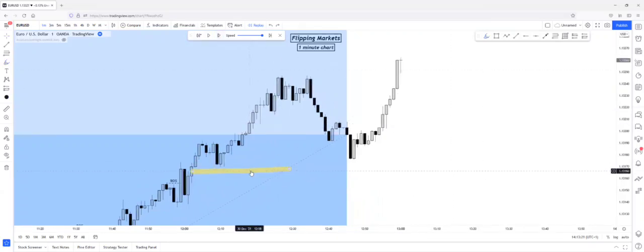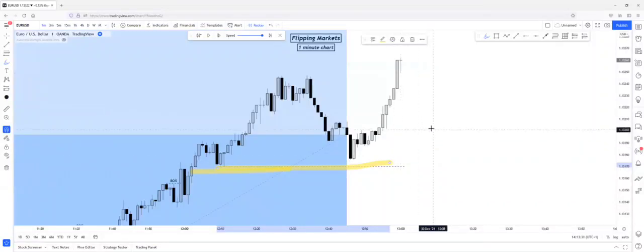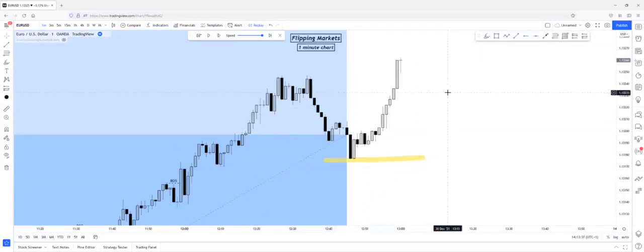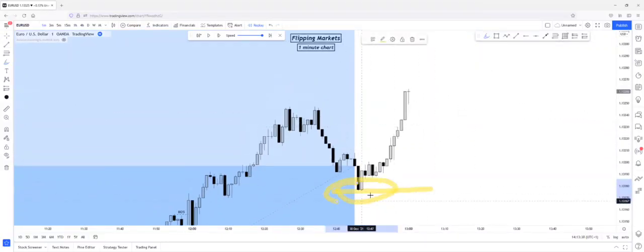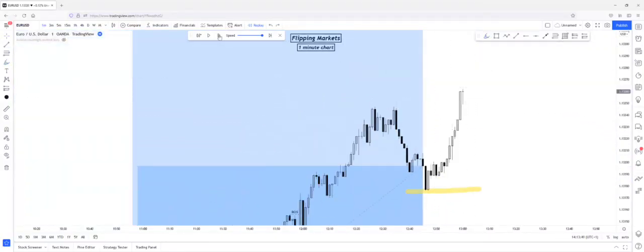It broke structure to the upside. And as you can see, I will just draw a line here. So this is our stop loss level, and it perfectly kept us in the trade. So a break of structure happened here to the upside. I will just place my stop loss below this low now. So our stop loss level on this region. Okay, let's see what happens.